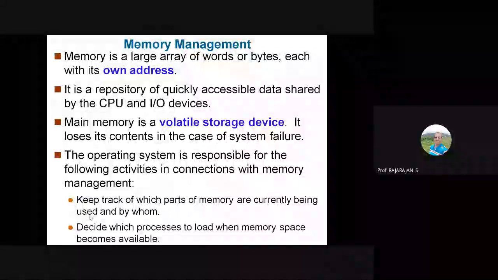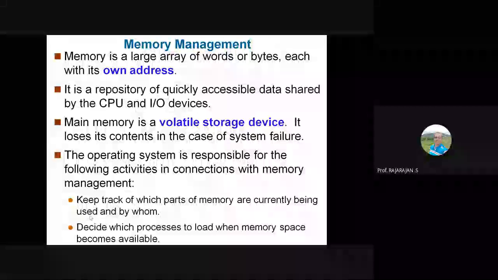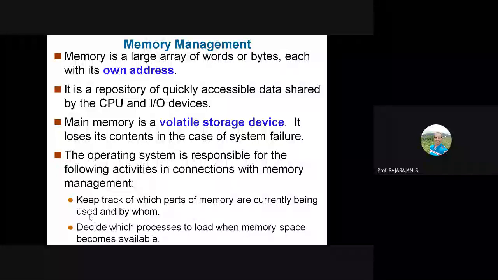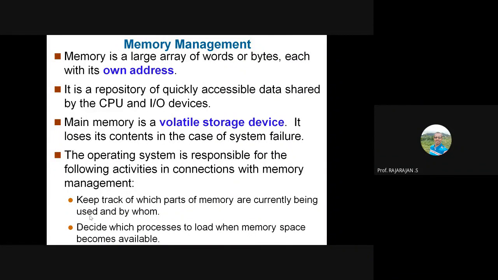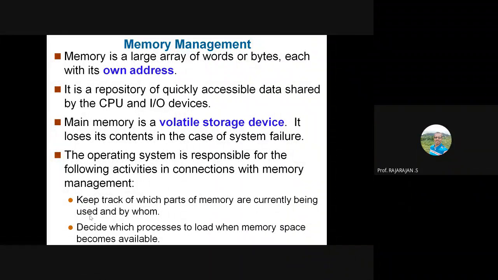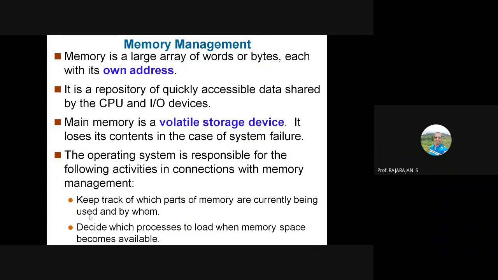And the operating system is responsible for the following activities: keeping track of which memory is currently being used and which is available. So it must maintain a table of the memory status. Decide which process to load into memory when the memory becomes available. This is precisely done by the scheduler that loads programs from disk into memory, which is the responsibility of the long-term scheduler or the disk scheduler. And allocate and deallocate the memory as needed.